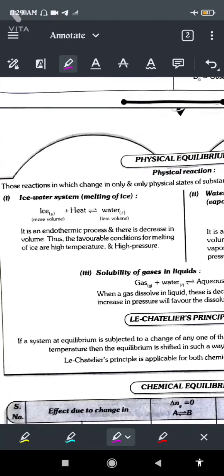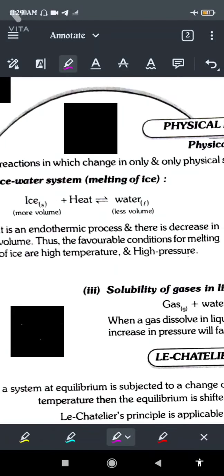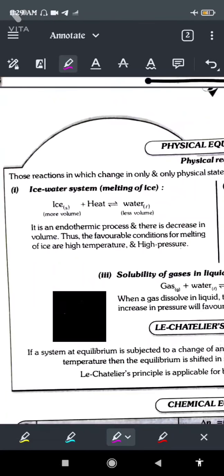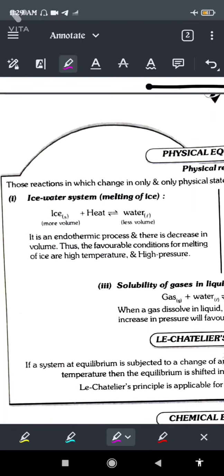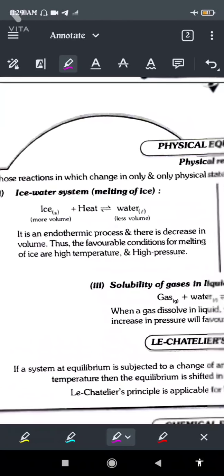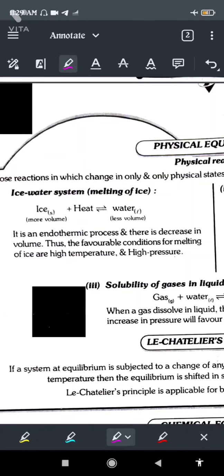Physical equilibrium is nothing but when a system is melting. Take an example of ice. When ice is melting, it absorbs heat, so this is an endothermic process and there is a decrease in volume. Thus the favorable conditions for melting of ice are high temperature and high pressure.